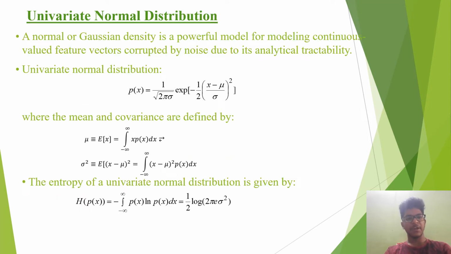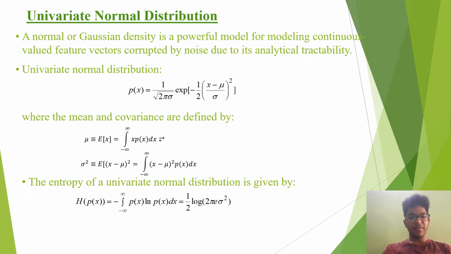Univariate normal distribution. A normal or Gaussian density is a powerful model for modeling continuous-valued feature vectors corrupted by noise, due to its analytical tractability. P of x is equal to 1 by root 2 pi sigma, exponential of minus 1 by 2 into x minus mu by sigma whole square, where the mean and variance are defined by mu is equal to E of x, the integration of x p of x dx from minus infinity to infinity.